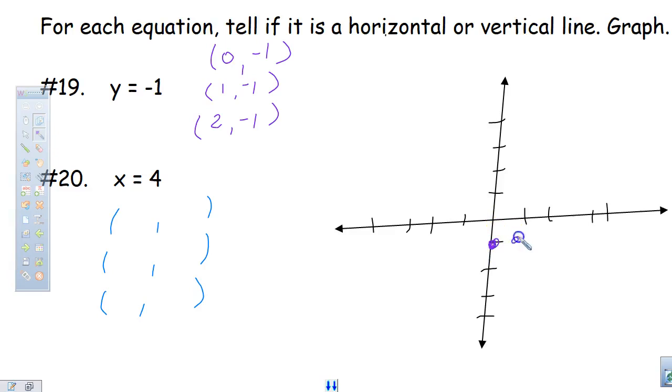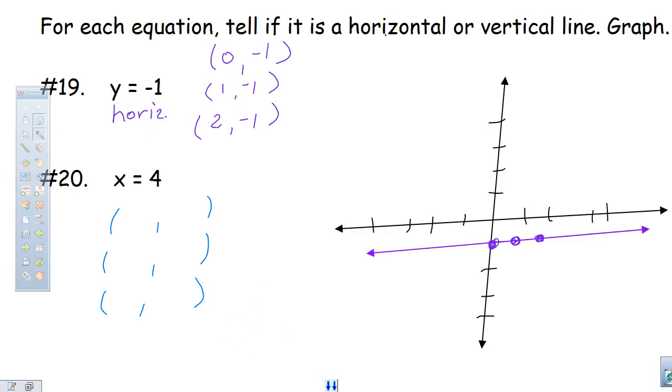So we're going to graph those points. And is that a horizontal or a vertical line? Horizontal, very good. So what type of slope does that have? 0. Yep, it's a horizontal line. I'm just going to write H-O-R-I, horizontal. And it's got a 0 slope.